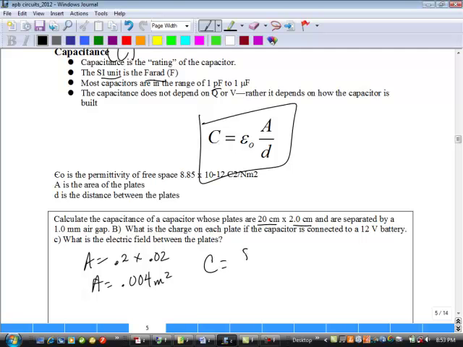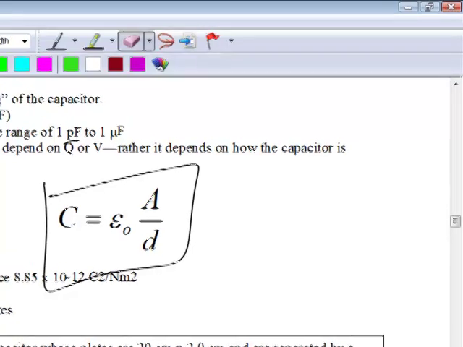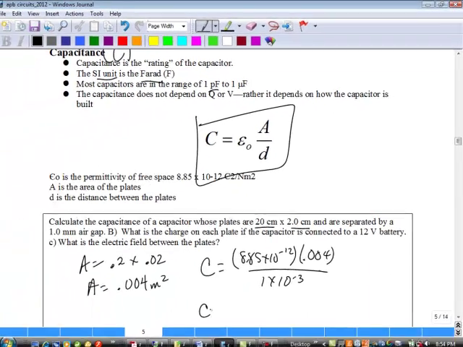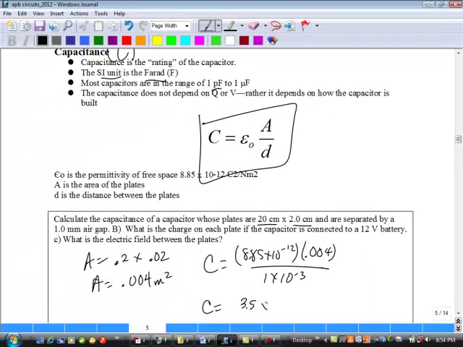That constant, 8.85 times 10 to the minus 12, times my area, 0.004, divided by my distance between them. Again, that needs to be in meters. And so I'm going to stick 1 times 10 to the minus 3 in there. As I'm plugging this into my calculator, I will get a value that describes that capacitance. I got 3.5 times 10 to the minus 11. Again, that SI unit is farads.